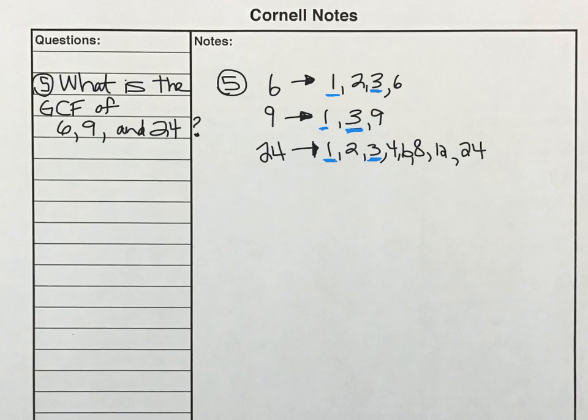But you might notice that 2 of the lists have a 2, but the third list does not. And 2 of the lists have a 6, but the other list does not. So we can't count those as common factors because it needs to show up in all 3 places. In this case, the GCF for 6, 9, and 24 is the largest number that is common to all 3 lists, and that number is 3.